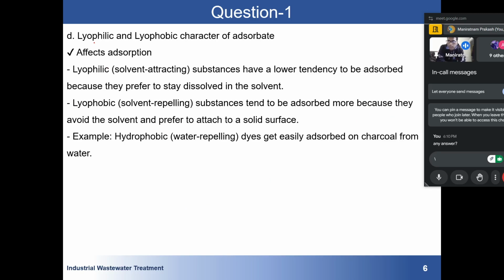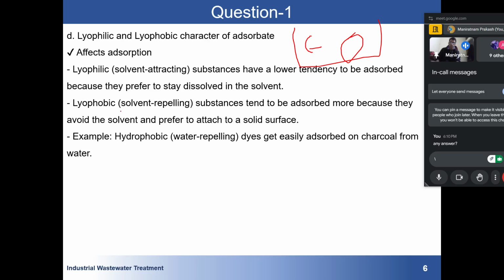So indeed the surface area of the adsorbent also affects adsorption. The last option is lyophilic and lyophobic. Lyophobic and lyophilic mean fear and attraction. This we all know. Lyophilic means solvent attraction. Such substances have a lower tendency to adsorb because they prefer to stay dissolved. Suppose we have a contaminant which likes to stay in water, meaning it is lyophilic. If some solid is added to remove it, it won't get attracted toward the surface, but will remain in the dissolved form.